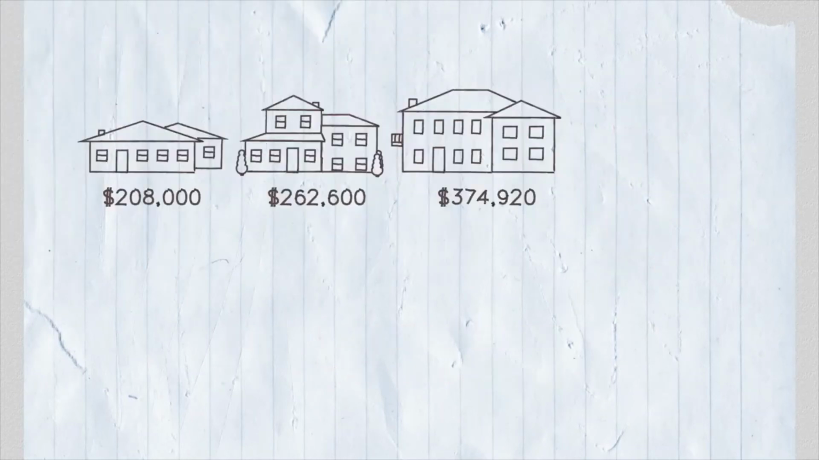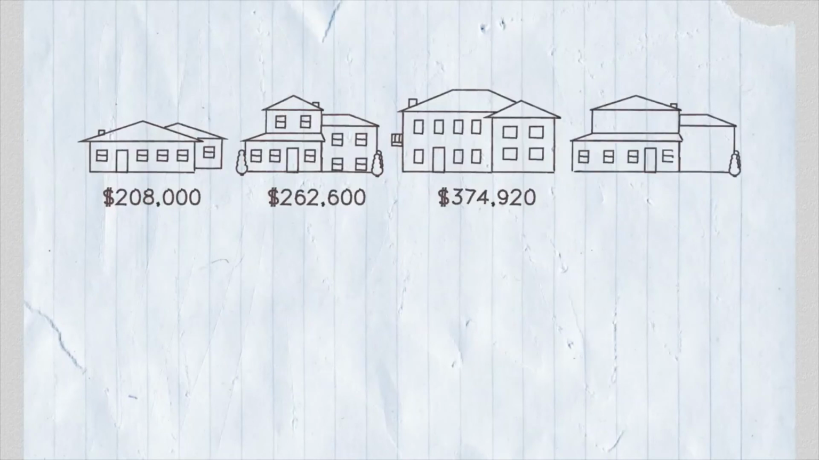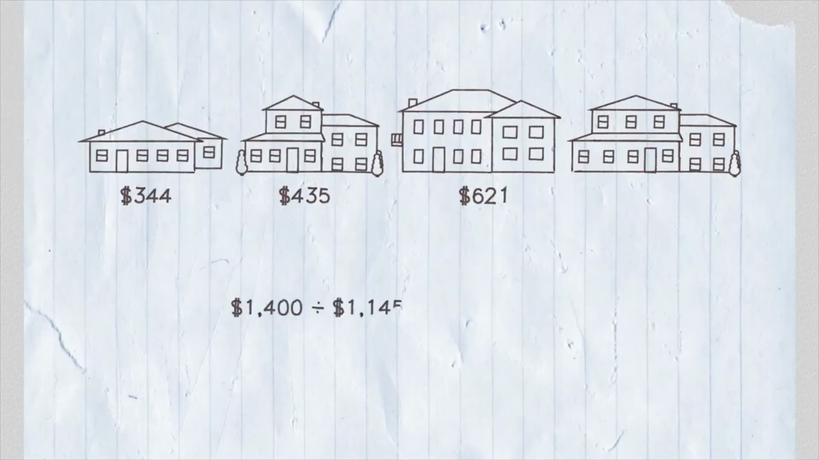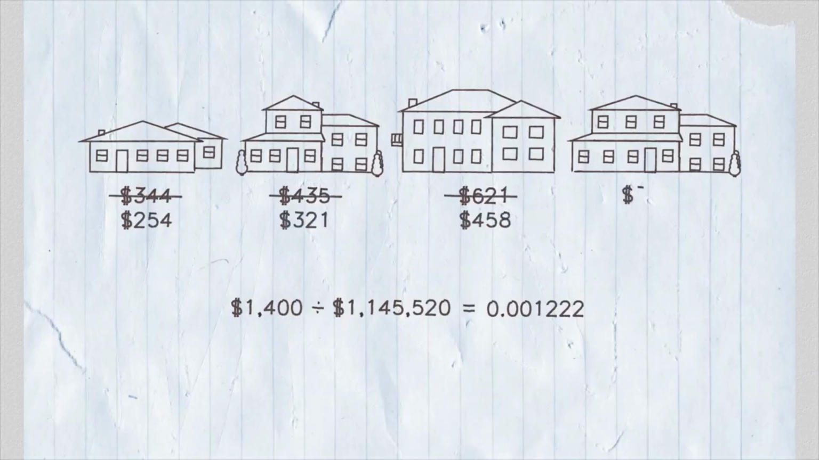But suppose that the cost of services went up, but also one more home was now built in the town and it was worth $300,000. The new total assessment is now $1,145,520. This results in a new tax rate. The new house now helps pay for the cost of services, and the result is that everyone pays less.